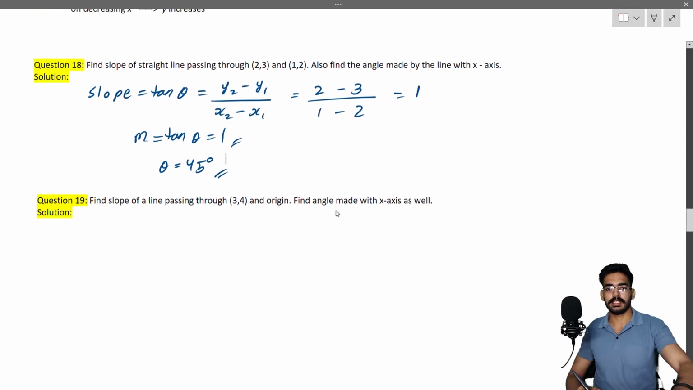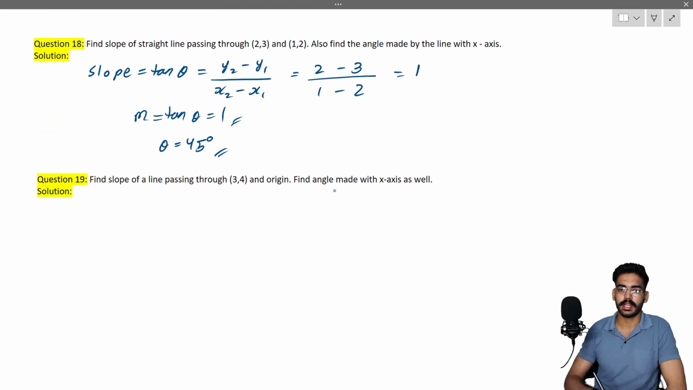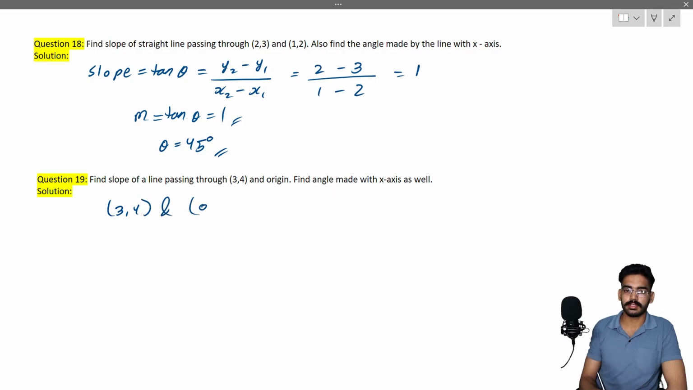Now let's see the next question. Find the slope of a line passing through (3, 4) and the origin. So the question is the same, just one point is given as (3, 4), and the other point is (0, 0). Now let's calculate the slope. Tan theta equals y2 minus y1, and I will consider this as the second point, so (4 minus 0) divided by (3 minus 0). So this is 4 by 3.